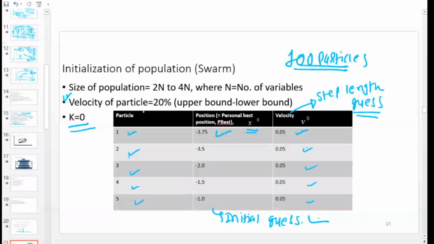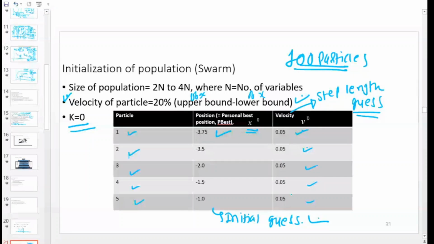Velocity of the particle will be equal to 20% of upper bound of x minus lower bound of x, right? A lower limit is given, an upper limit is also given. Take the subtraction and take its 20% value, and that will be the initial velocity. But I have not used that equation here because it is a small scale problem, so it won't affect the accuracy. But for a large scale problem, you have to use this equation. So we have also initialized the velocity.